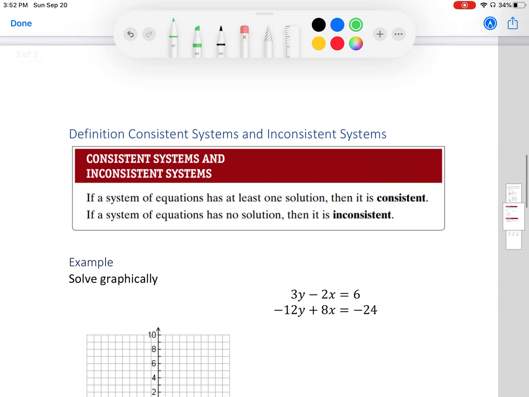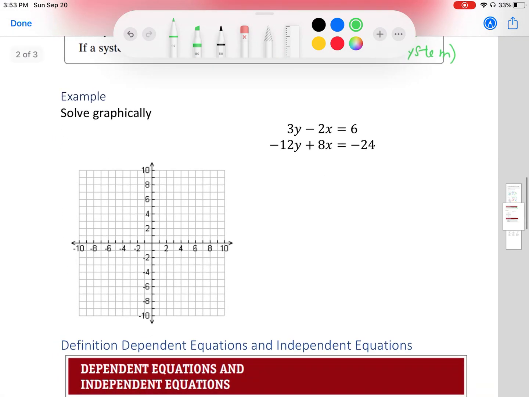All right, so we have to define some things for systems. Definition of consistent systems and inconsistent systems. If a system of equations has at least one solution, then it's called consistent. If a system of equations has no solution, it's called inconsistent, or an inconsistent system. All right, let's do this other problem.